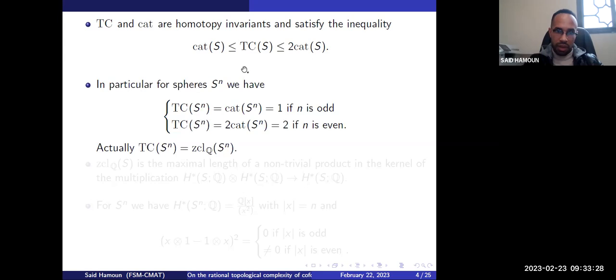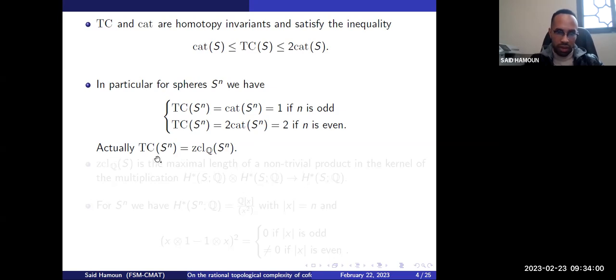But there exist some spaces for which these two extremes may be reached. In particular, for the sphere Sn, we have TC of Sn coincides with the category of Sn, which is exactly 1, if n is odd, while if n is even, the topological complexity of Sn equals 2 times the category of Sn, which is exactly 2.